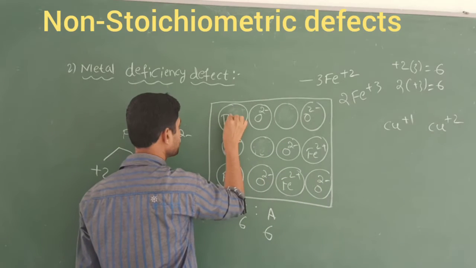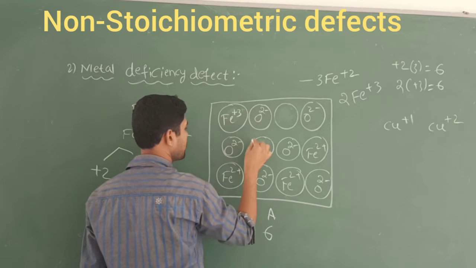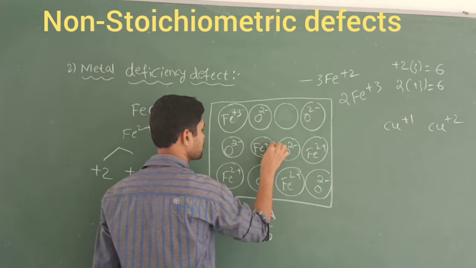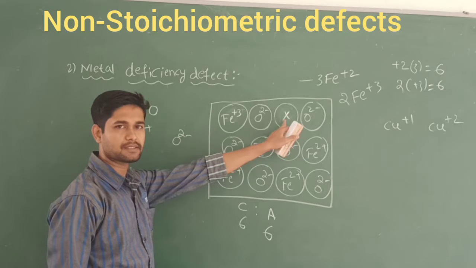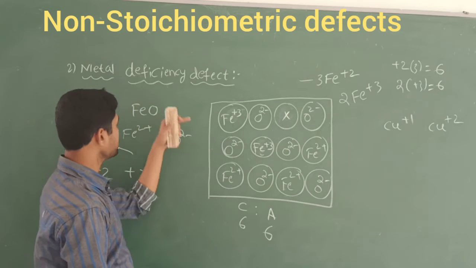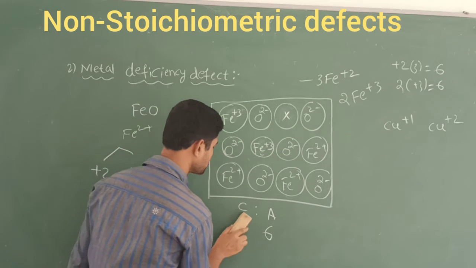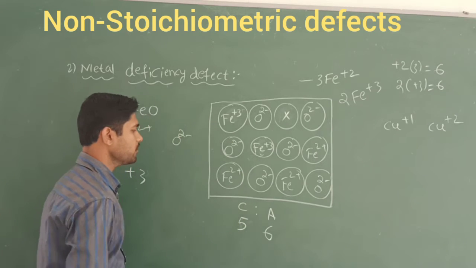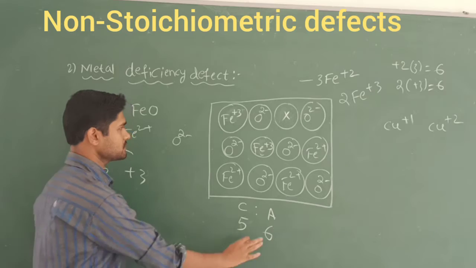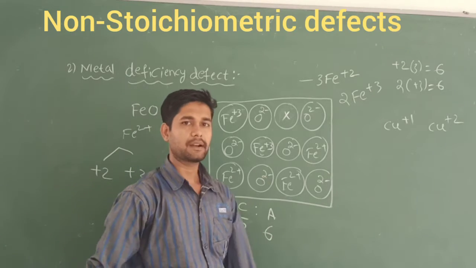So I am going to write 1 Fe plus 3 and here 1 Fe plus 3. The remaining position is going to be called the vacant space. That's why its name is called deficiency defect. So now how much does it become? The cations become 5 and the anions become 6 as they are there. So that's why its name is called metal deficiency.